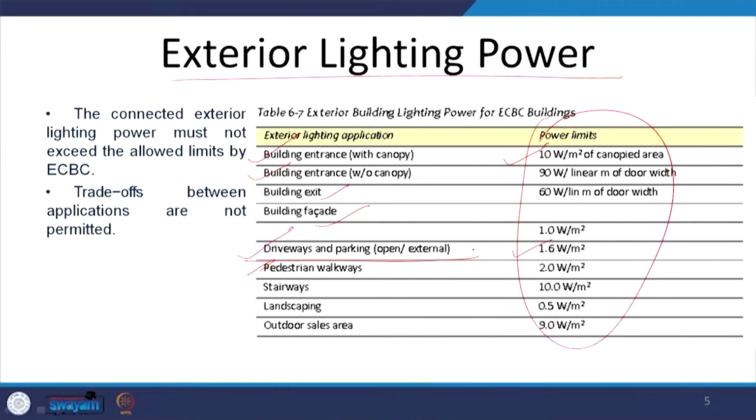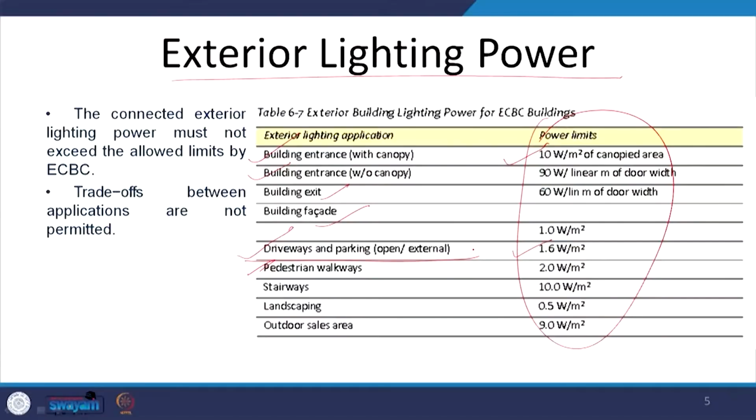And just as the compliance for interior lighting is shown, we will show the compliance for the exterior lighting based upon the total area of, say, the driveway or the parking, and the wattage, the power consumed to light up the entire driveway and parking, and calculating the LPD. So, again we have to meet the LPD requirement, the lighting power requirement, for each of the spaces in the exterior of the building to comply with the exterior lighting power requirement as per ECBC.